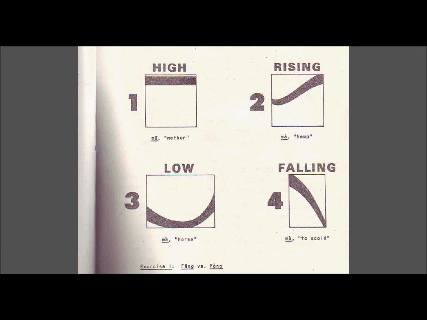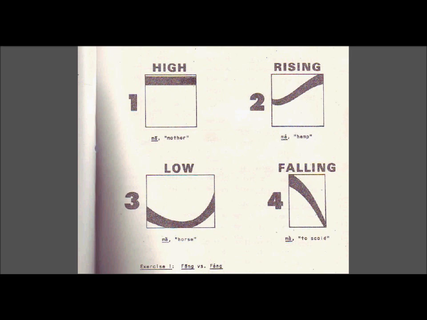But you may have noticed that while the high tone was like a single steady high note, the low tone was lower in the middle than at either end. For a more dramatic example of such a difference in contour, listen to the 2nd tone or rising tone word hemp and the 4th tone or falling tone word to scold. Ma, ma. Again, hemp and to scold, rising versus falling.